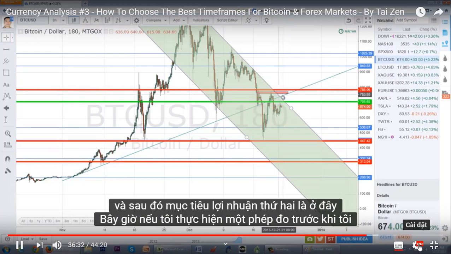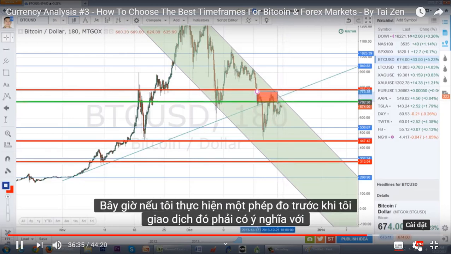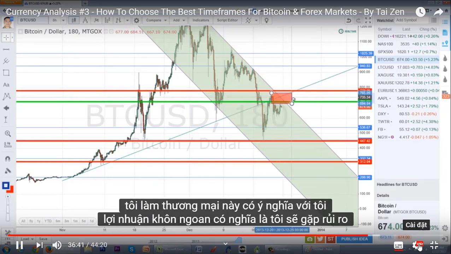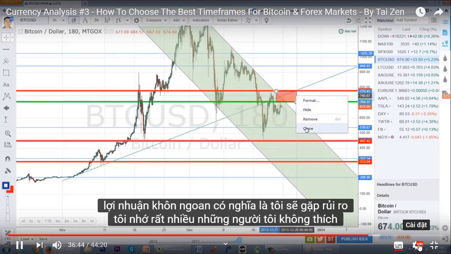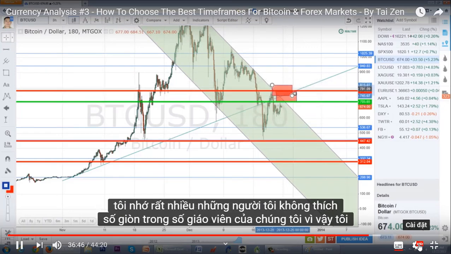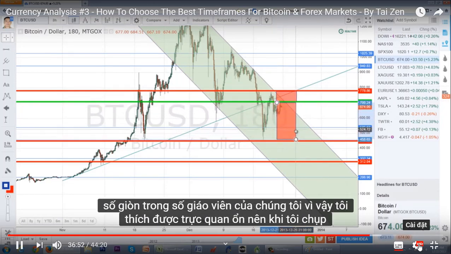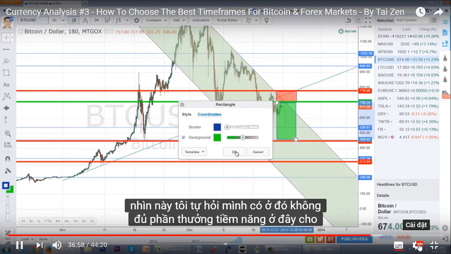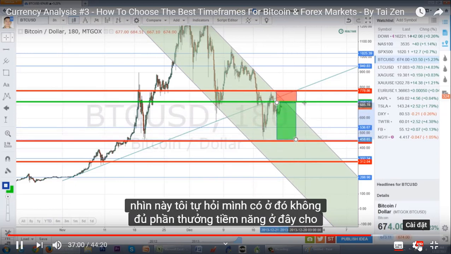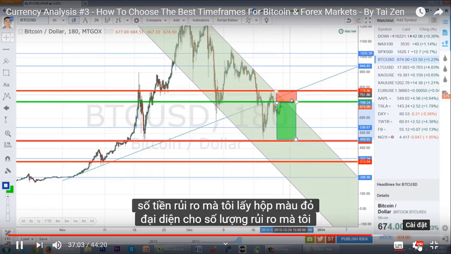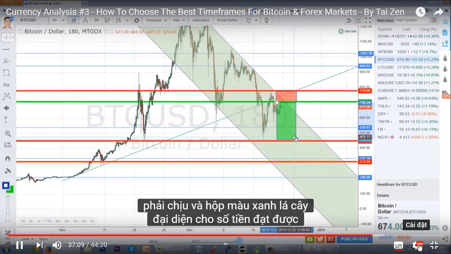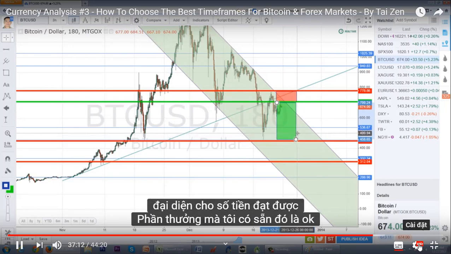Now, if I take a measurement before I take that trade, it has to make sense to me. Does this trade make sense to me, profit-wise? That means I'm going to risk that much. Remember, guys, I don't like crunching numbers. I'm an art teacher, so I like to be visual, okay? So when I take a look at this, I ask myself, is there enough potential reward here for the amount of risk that I take? The red box represents the amount of risk that I have to incur, and the green box represents the amount of gains, the reward that's available, okay?